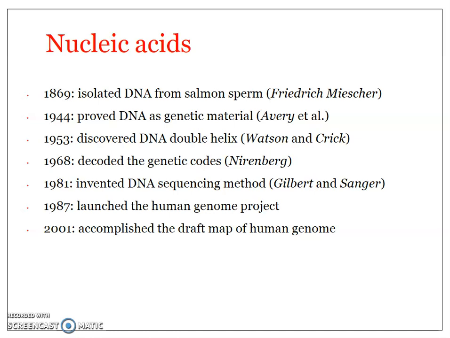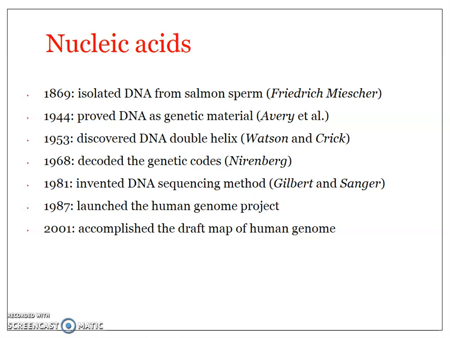When we look into the study of nucleic acids, the history, you can see that it was in 1869 the DNA was discovered by Johann Friedrich Miescher. He isolated DNA from the salmon sperm, and it was named nucleic acid because it was found that this particular biomolecule was obtained from the nucleus, and it was acidic in nature. So, putting both the concepts together, the term nucleic acid was given to the biomolecule.